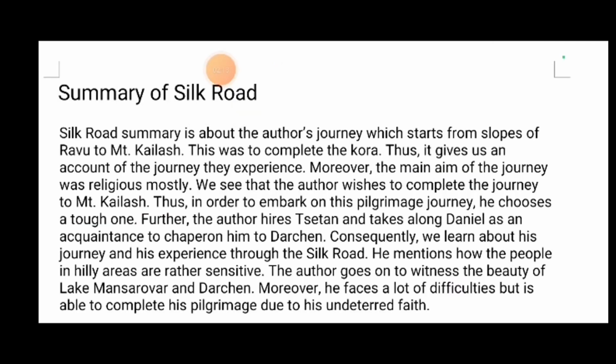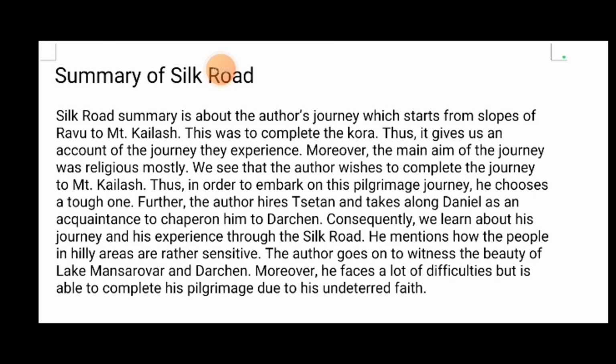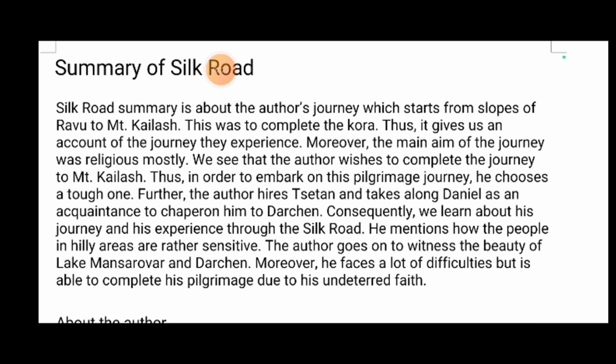Now let us go about with the summary of the Silk Road. The summary is about the author's journey, which starts from the slope of Ravu to Mount Kailash. I told you, it is always related to the author's life, or what he thinks about. This was to complete Kora. Kora is like a pilgrim expedition, like Muslims go to Mecca and Medina, and Hindus go to Amarnath. Similarly, there is Kora in Tibetan. Thus, it gives an account of the journey they experience.